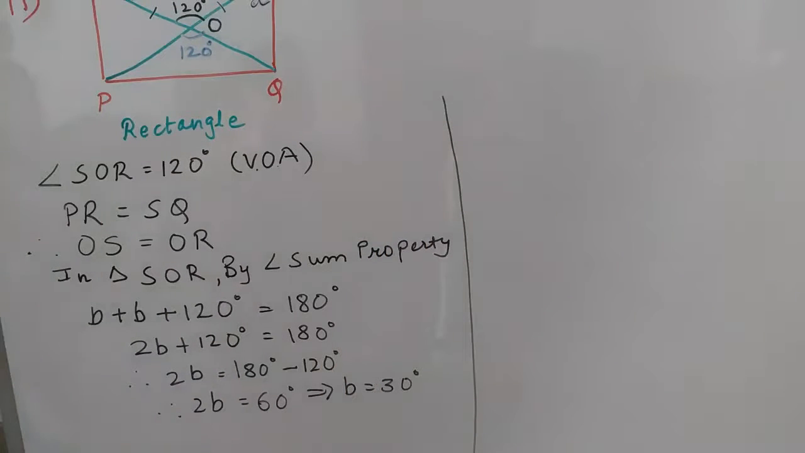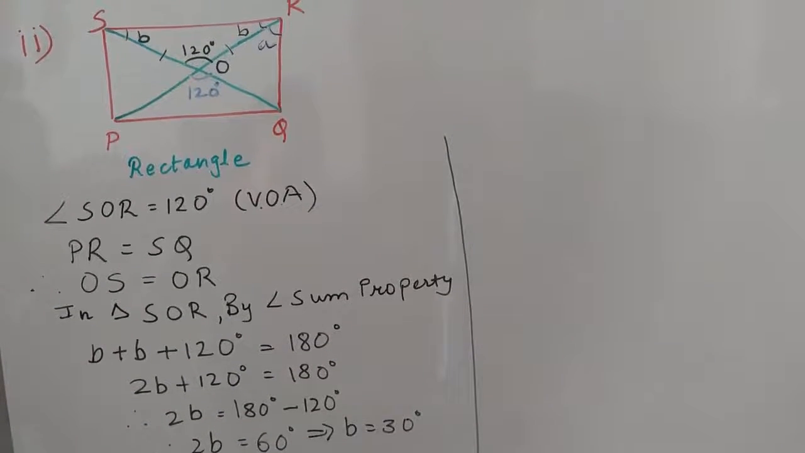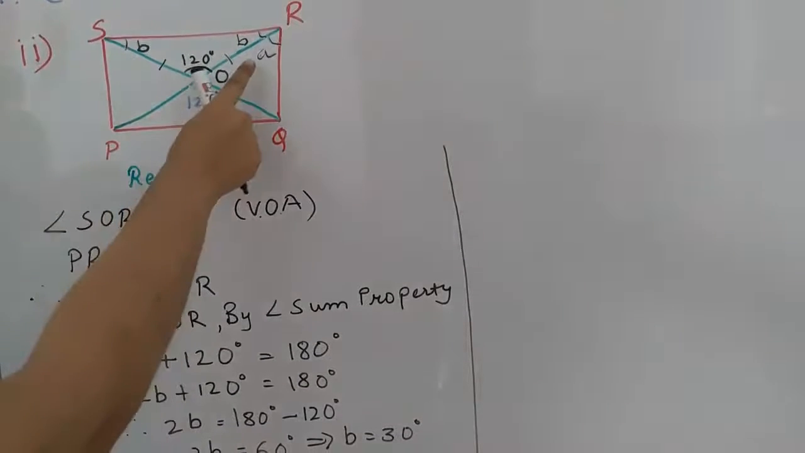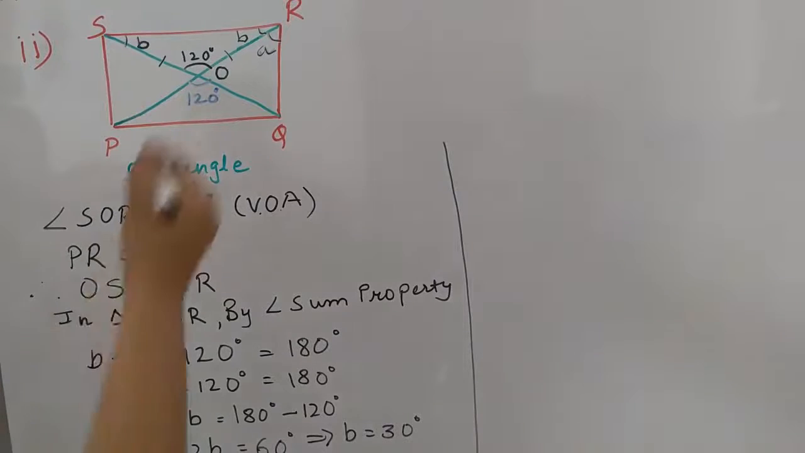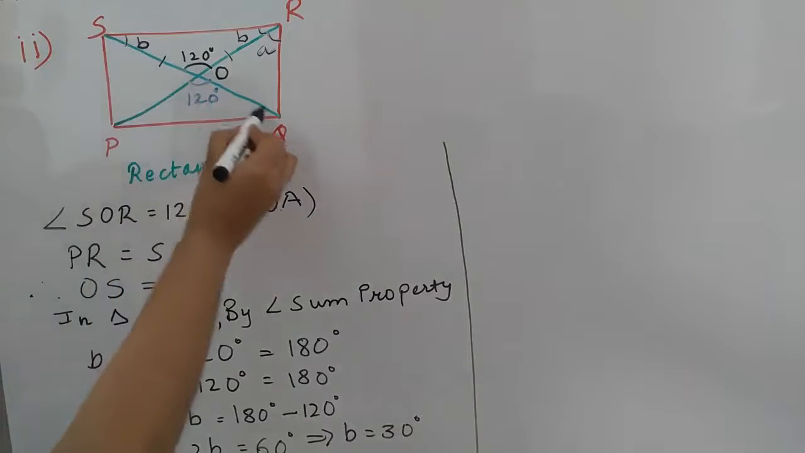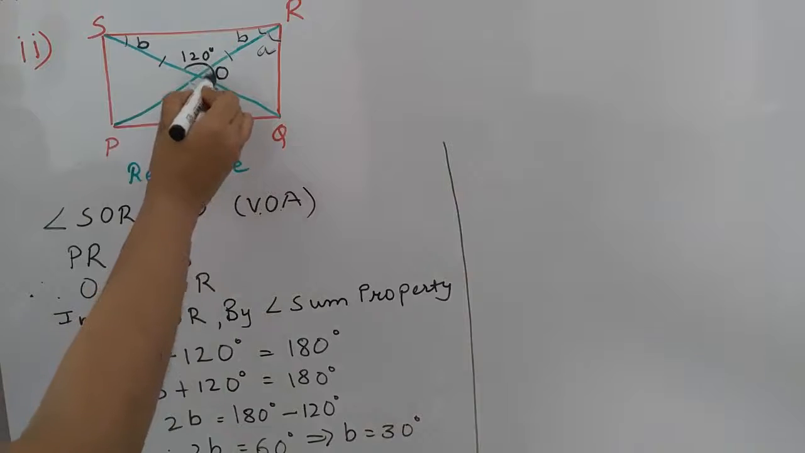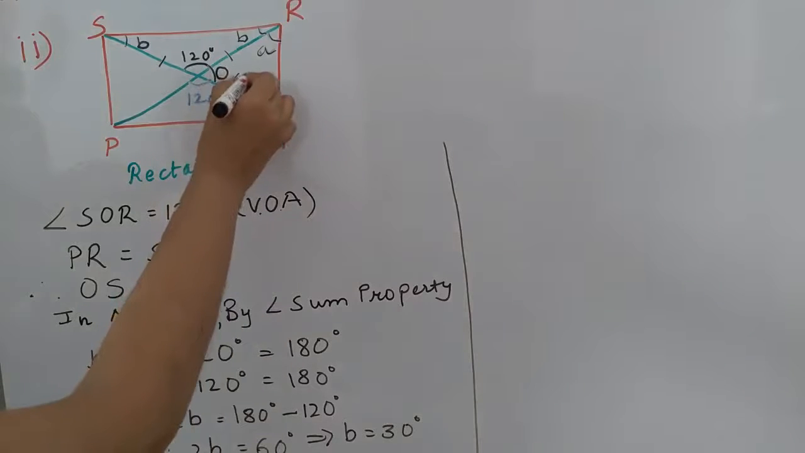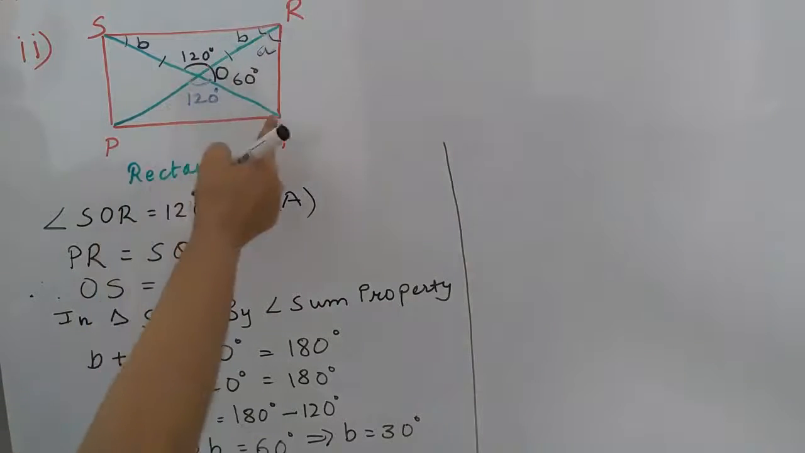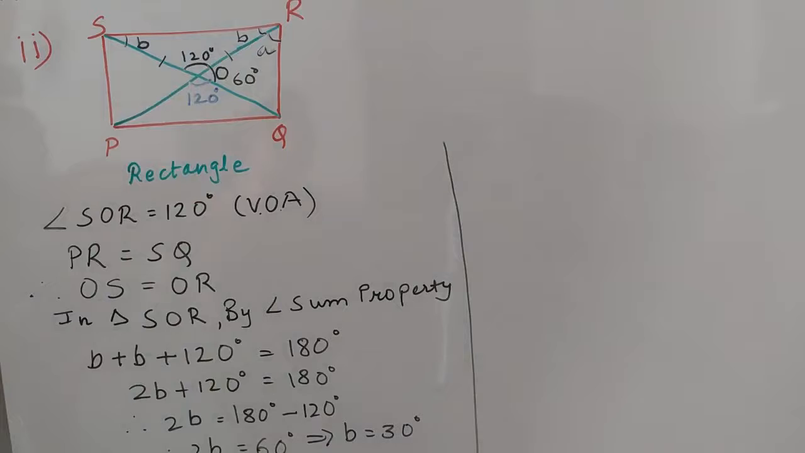Now see the figure again, students. So in the figure here, this is our angle A and we want to find A. For that, this is a straight line SQ. So how will this angle be? They are forming linear pairs. So I can write this is a 60 degree angle. This angle ROQ is 60 degrees.